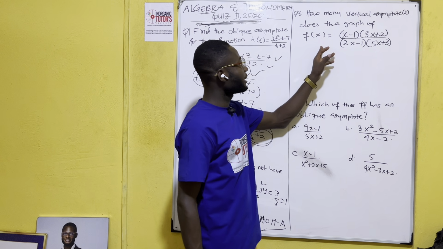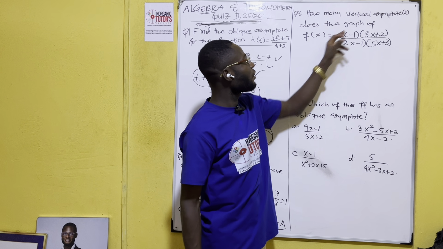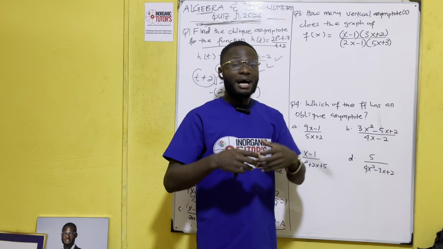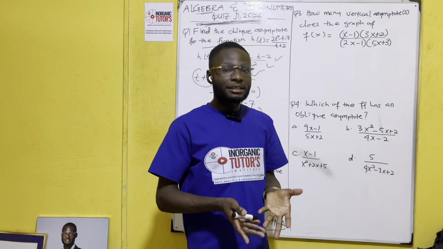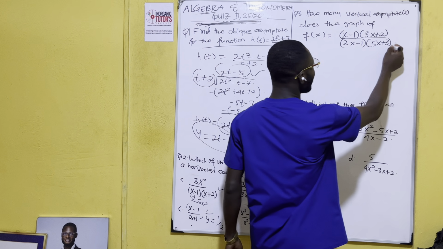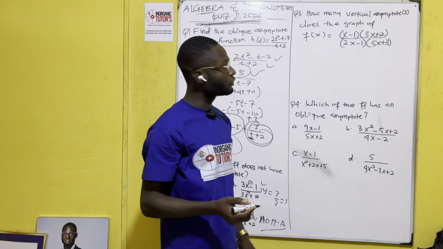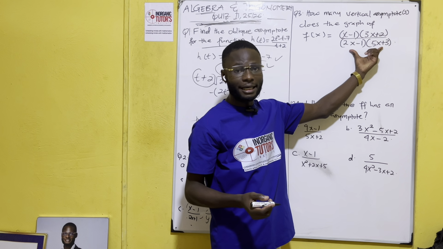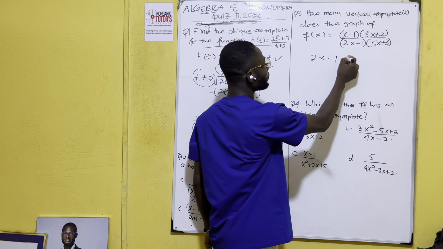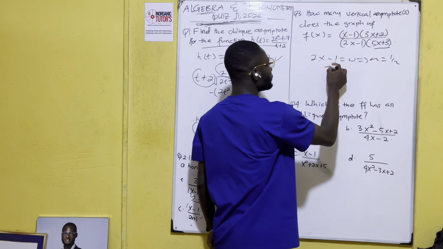Now, question 3, it says, how many vertical asymptotes does the graph of this function have? So they are asking of how many, the quantity, the number, right? So looking at this function, how do we get the vertical asymptote? By setting this expression to 0, right? So we have 2x minus 1 equals 0. This implies that x is what? Half.